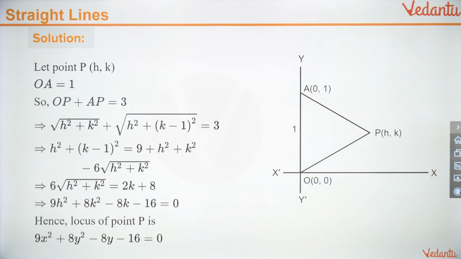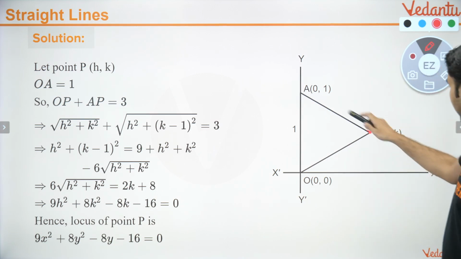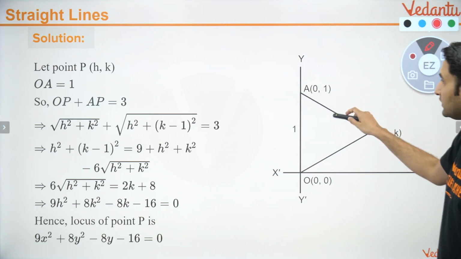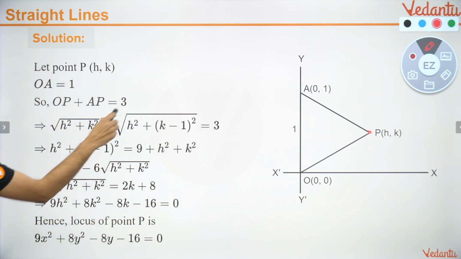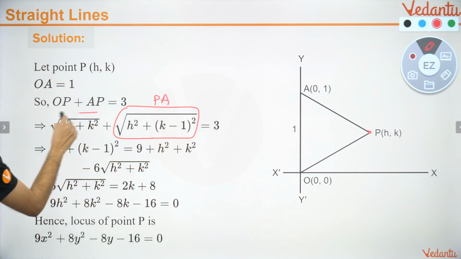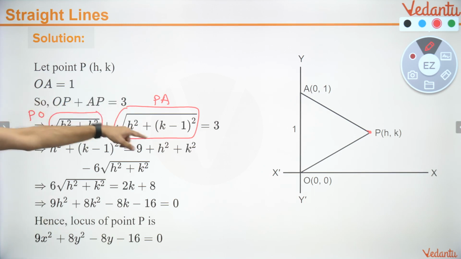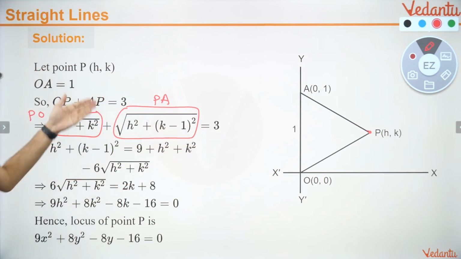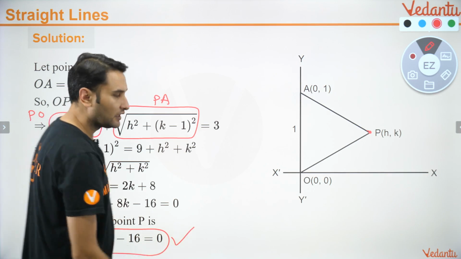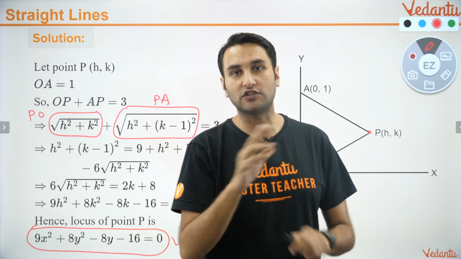Whichever point's locus you have to take, see so many calculations here. This is the point h, and do whatever it says. What is it saying? This distance, what is this distance? This is PA, and this distance is PO. So PO plus PA is equal to 3, right? Then just solve it, square it, square again, solve and you will get this. But the ideal way to solve was a single line, 15 seconds, not more than that.